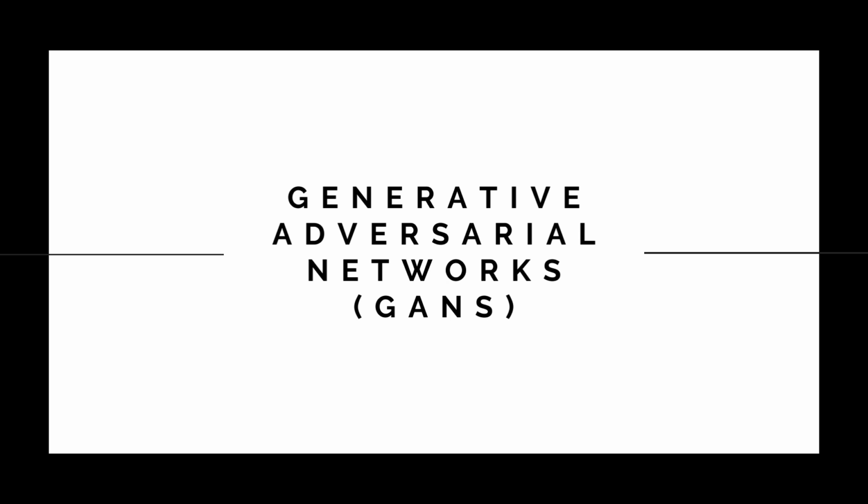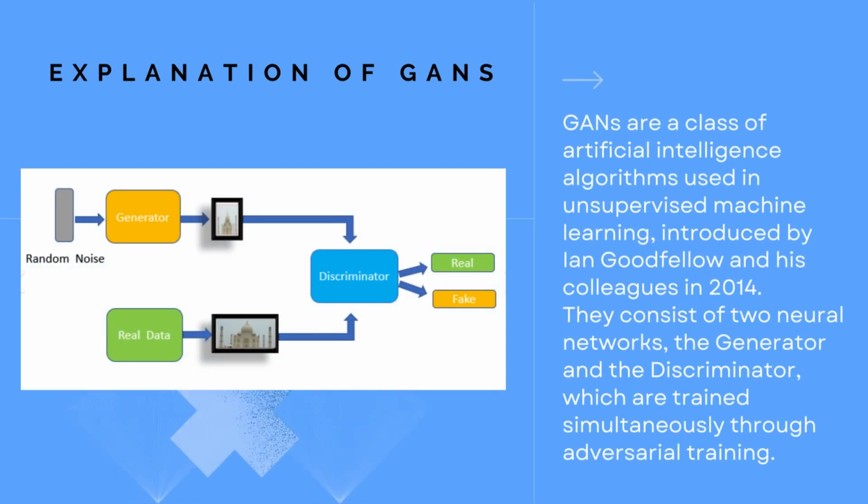Let's talk about generative adversarial networks, GANs. What are GANs? GANs are a class of artificial intelligence algorithms used in unsupervised machine learning. It was introduced by Ian Goodfellow and his colleagues in 2014. This consists of two neural networks, the generator and the discriminator, which are trained simultaneously through adversarial training.